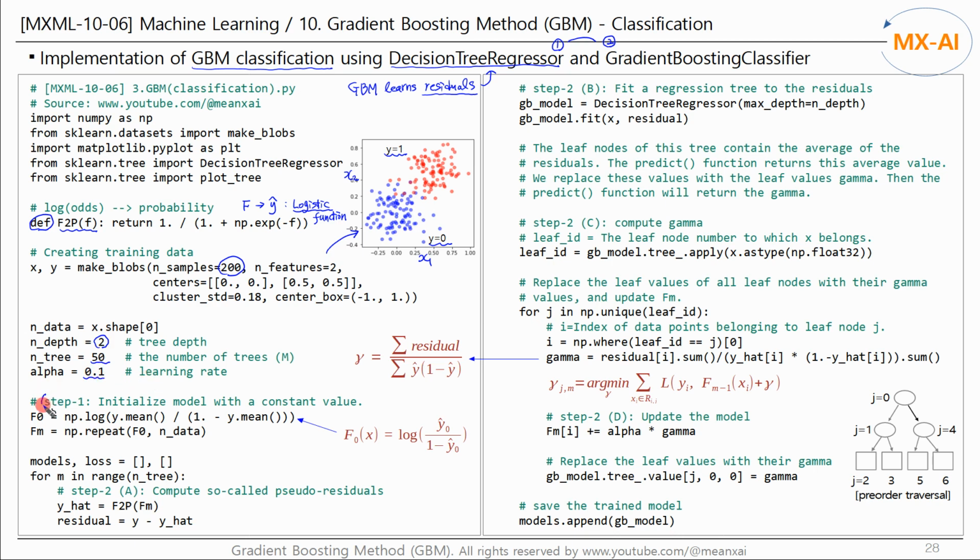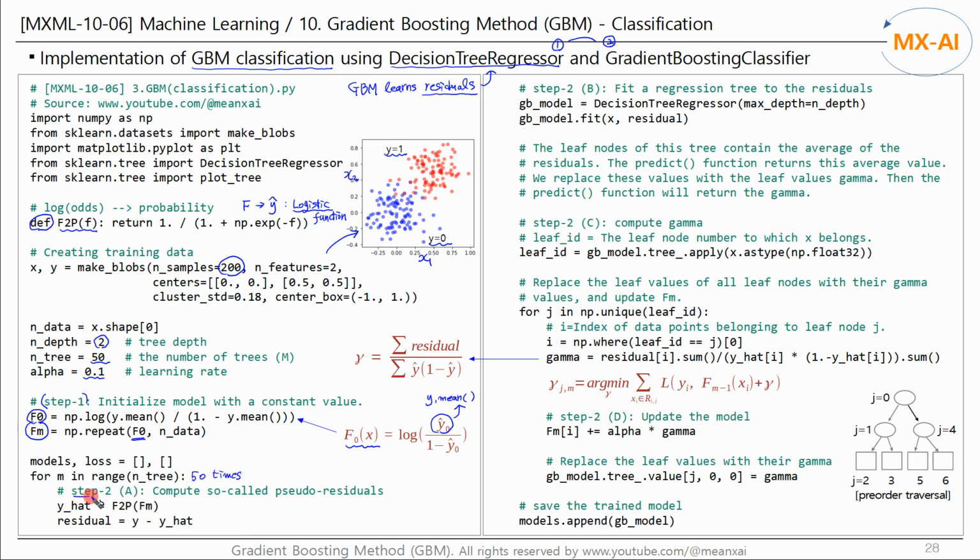Step 1 initializes the log odds F value. The initial log odds F is estimated by this formula. We used the mean of the target Y as the initial Y hat value. And initially, the log odds value of the previous iteration round is set to the initial value F0. Repeat the process below 50 times.